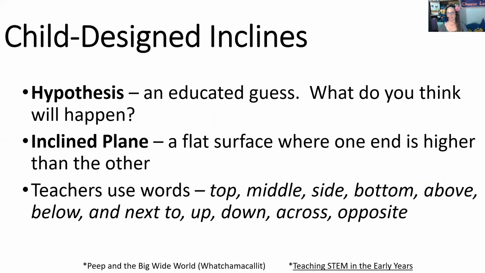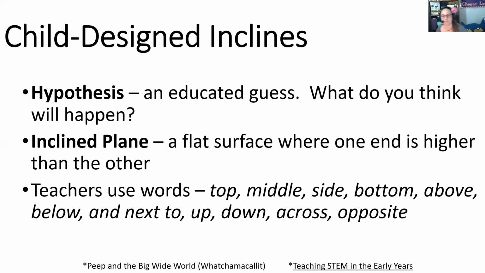Child design inclines. So the hypothesis is an educated guess. So what do you think will happen? An inclined plane is a flat surface where one end is higher than the other. So when you're exploring inclined planes, you can use words like top, middle, side, bottom, above, below, and next to, up, down, across, and opposite. So whenever you have your children exploring with different STEM activities, you're able to really use those vocabulary words to help them expand upon it.